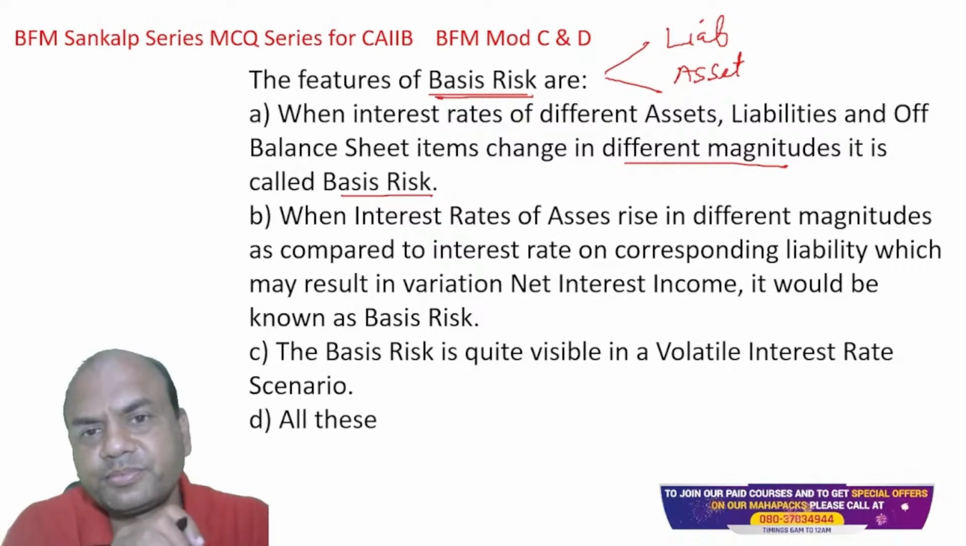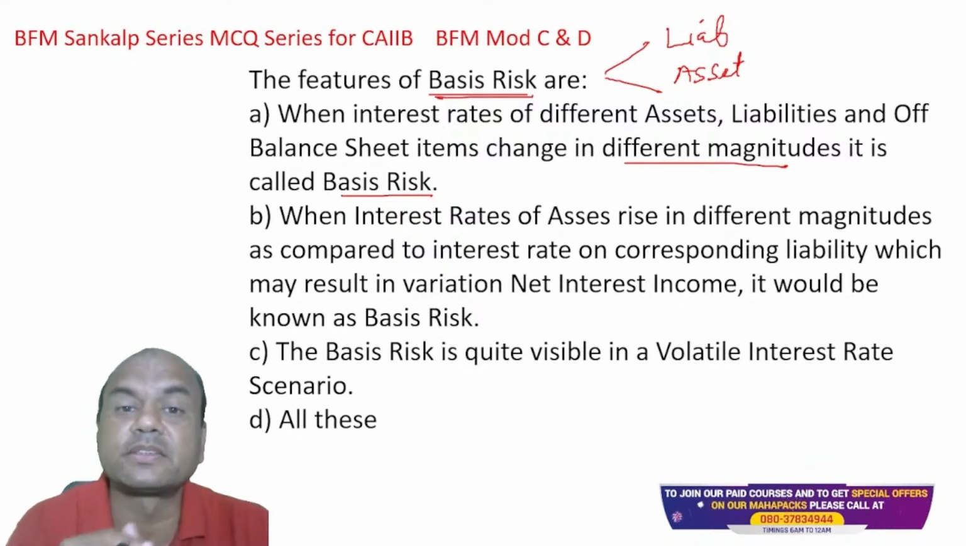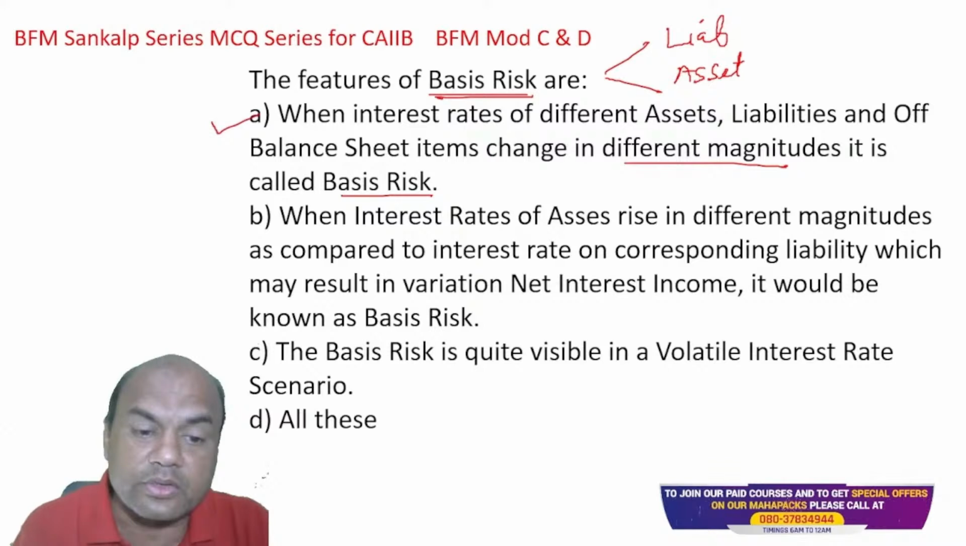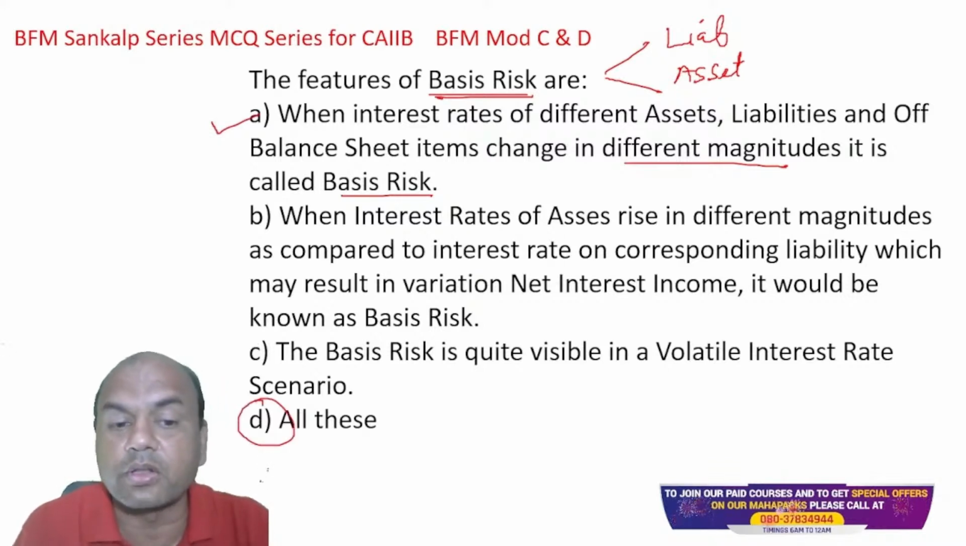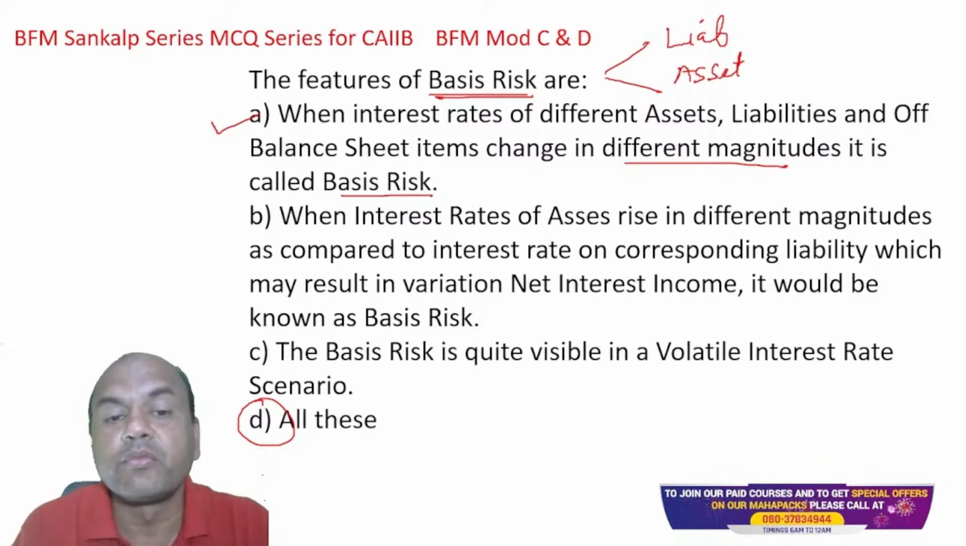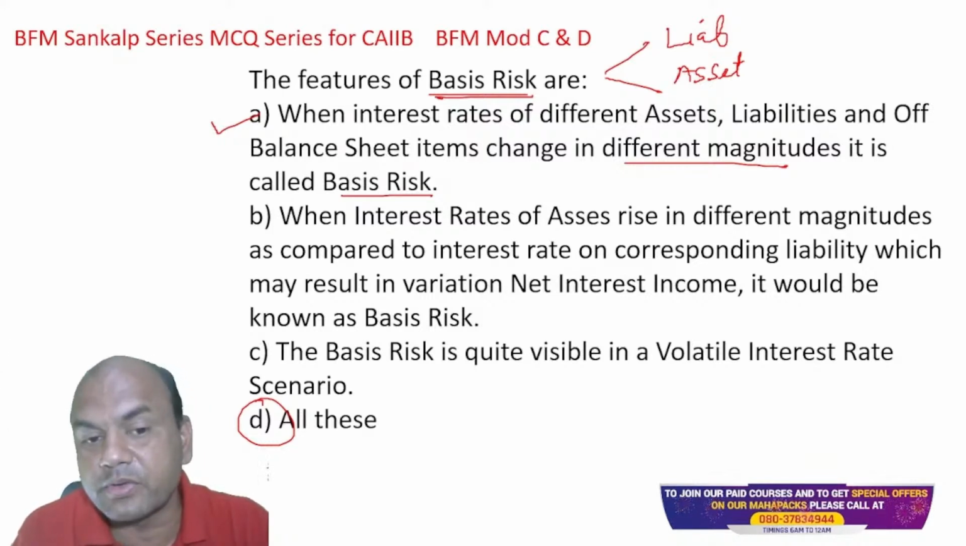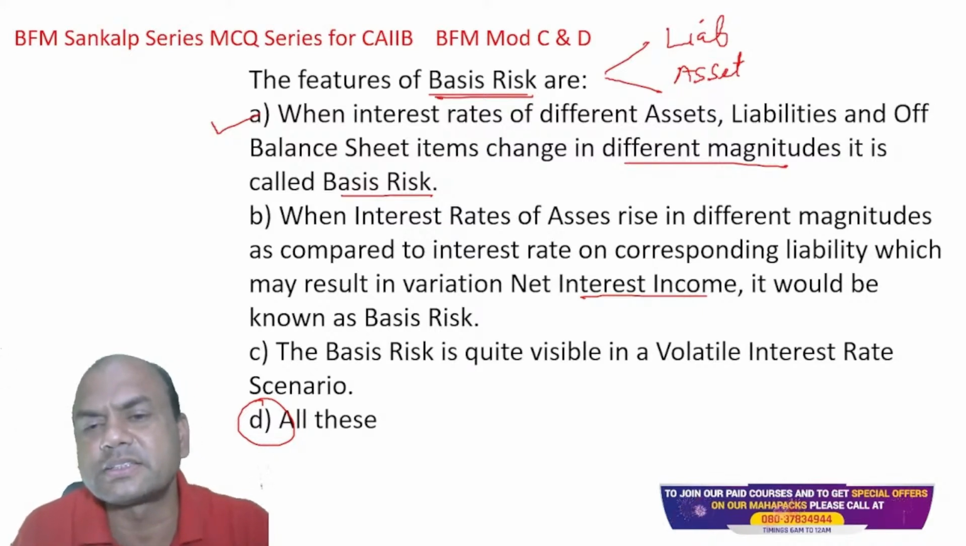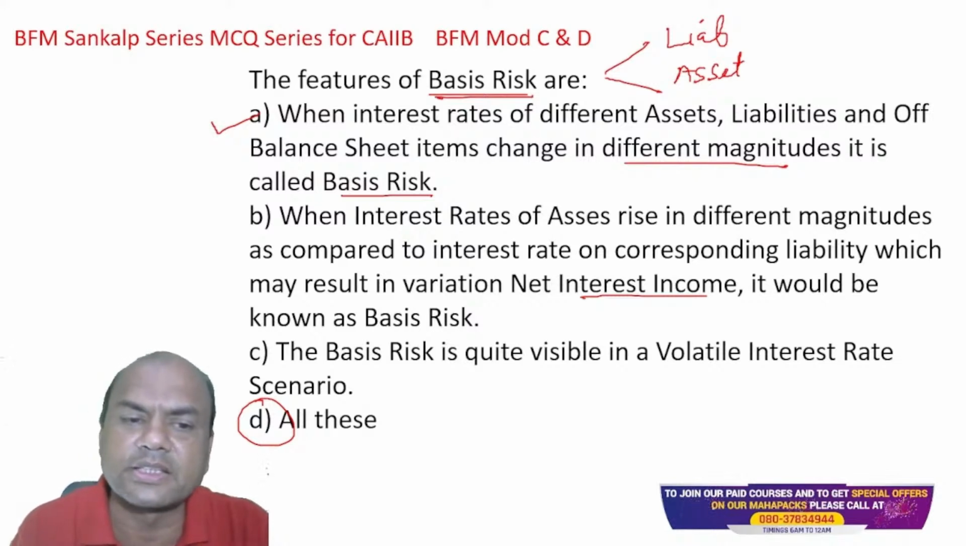Now you tell me, is A true? Type yes if you feel A is the correct answer. Interest rates of different assets, liabilities and all these. So A is correct. But there is the option called all of these, so we'll have to check B and C also. When the interest rate of assets rises in different magnitudes as compared to the interest rate of the corresponding liability, which may result in variation in net interest income, it would be known as basis risk. Again the same, the wording is different only, the logic is same. So B is also true.